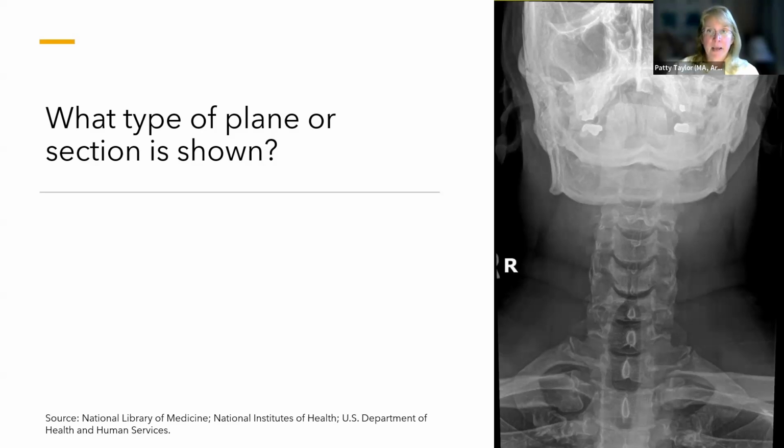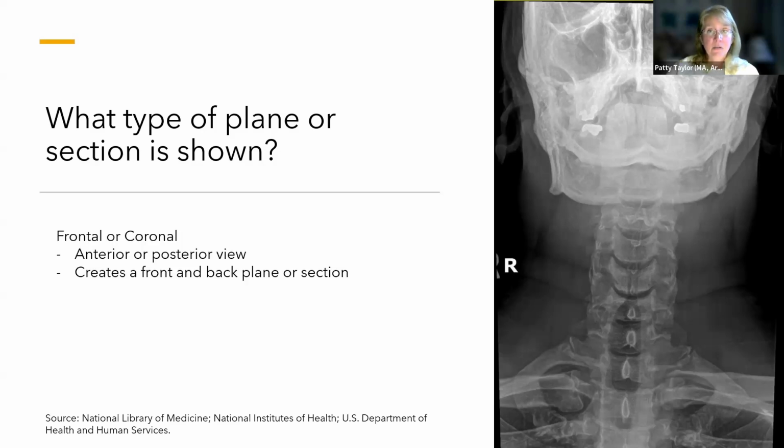That really doesn't matter. What I want to appreciate about this picture is I'm having a front or a back view. In other words, an anterior or posterior view. That tells me this must be a frontal or a coronal section, plane, or scan. So anterior, posterior views give us a frontal or a coronal plane or section.